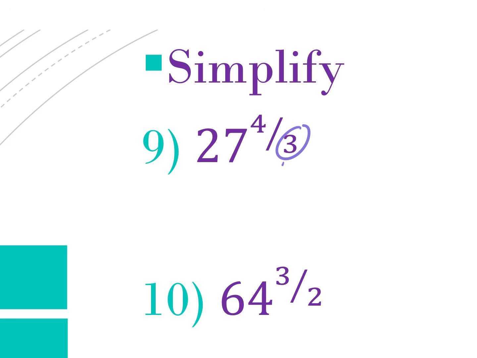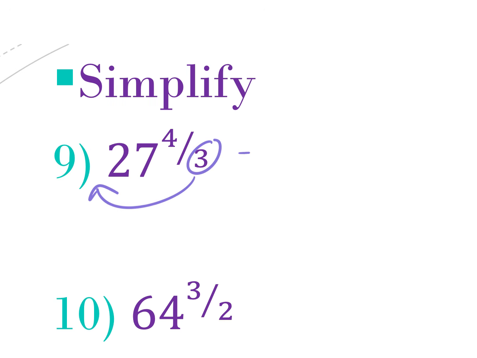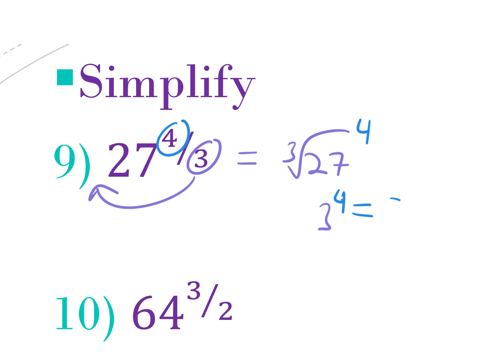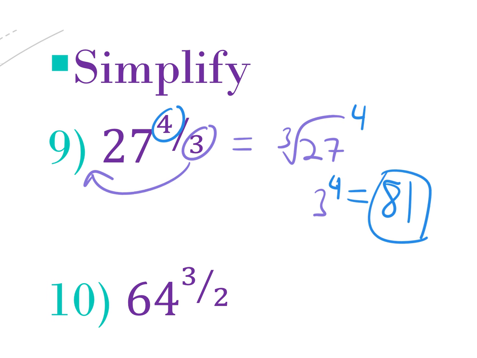Okay, so we can do the cube root of 27, which is 3. And then we can raise that to the 4th power. And 3 to the 4th power, if you work it out, is going to get you 81.